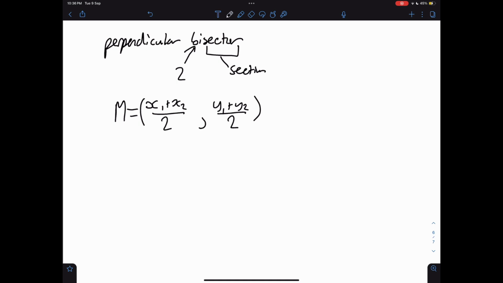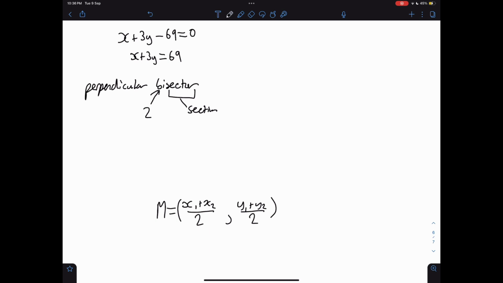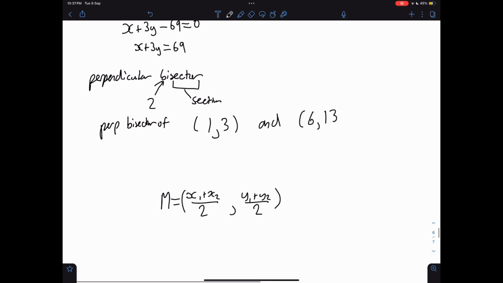And so if it wanted the perpendicular bisector of, say, okay, what if I make this (1, 3) and then (6, 13)? Let's try that.